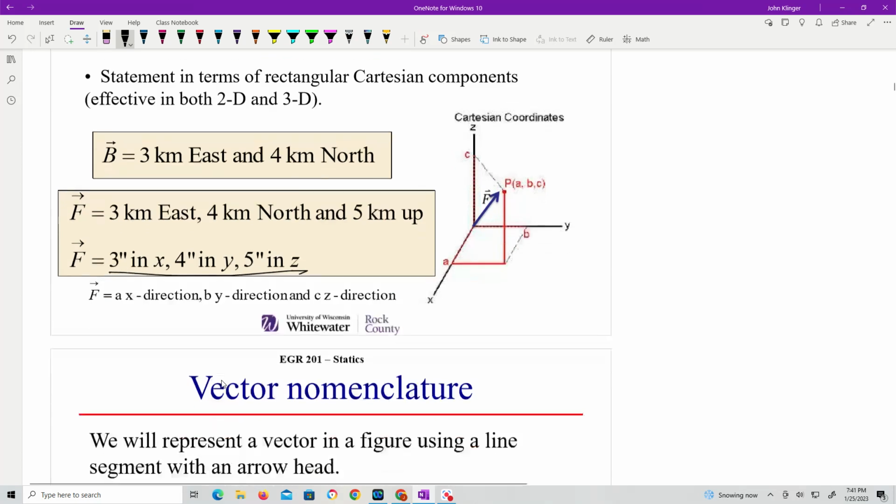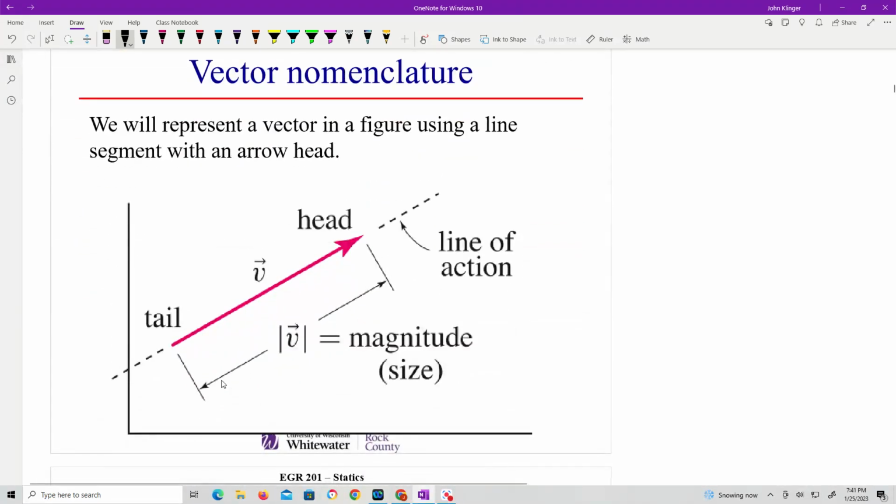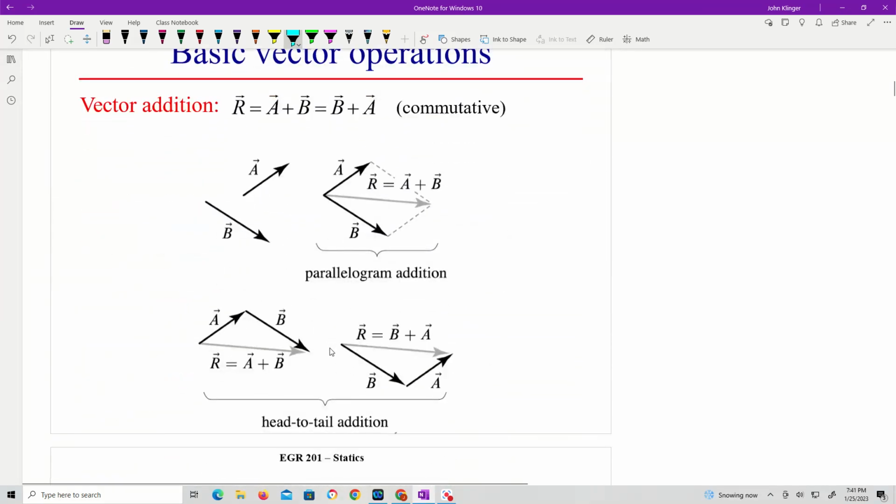So let's look at the components of a vector itself. A vector consists of a head, which is the arrowhead, and it consists of a tail, the starting point of the vector itself. It has a magnitude, so some length, and some line of action, some direction. These are the components and nomenclature for a vector.